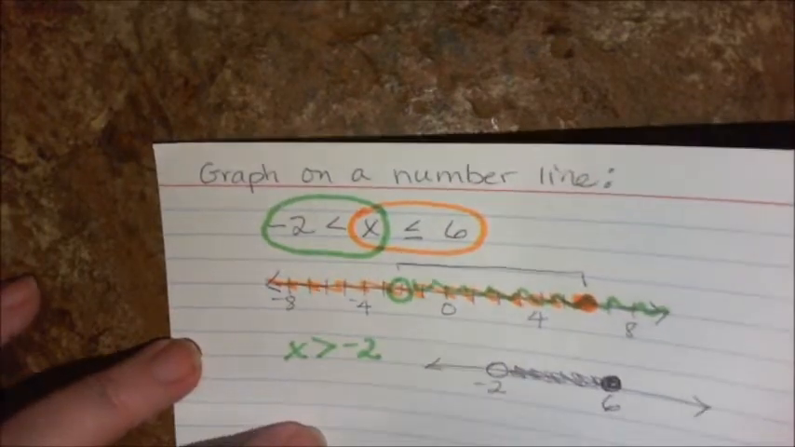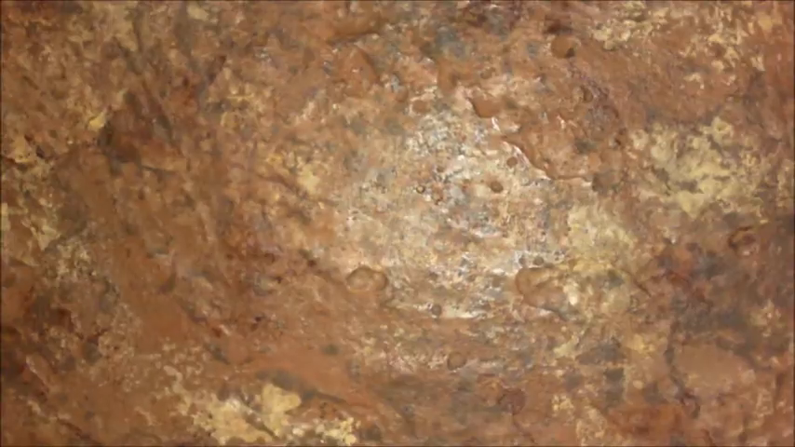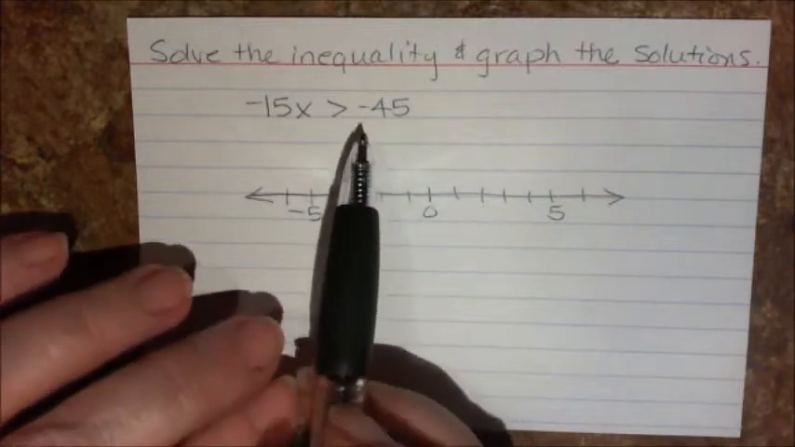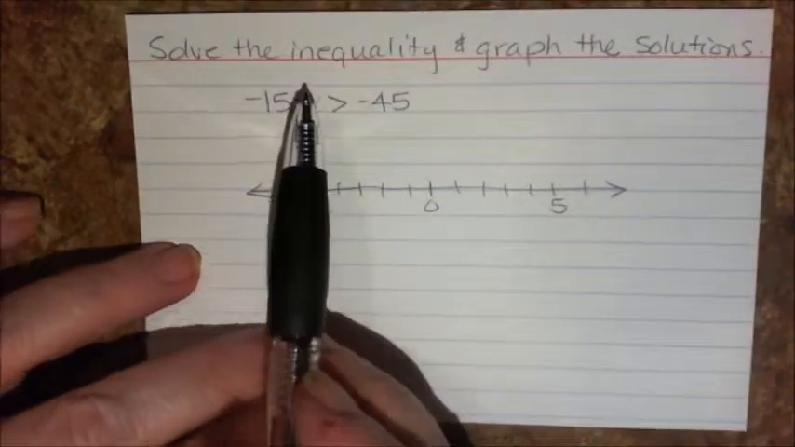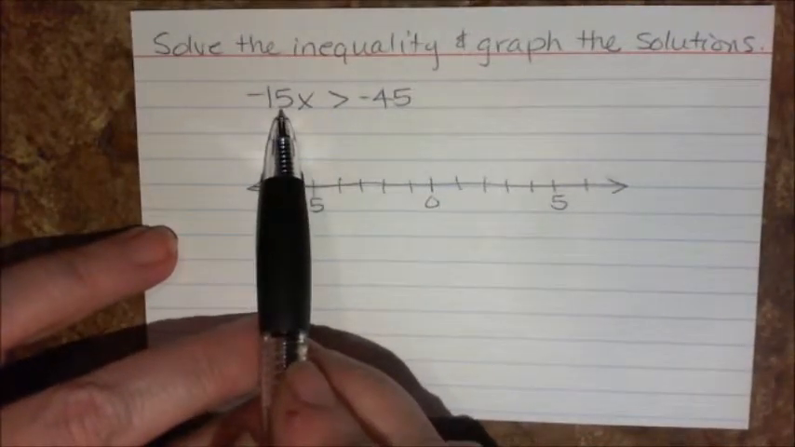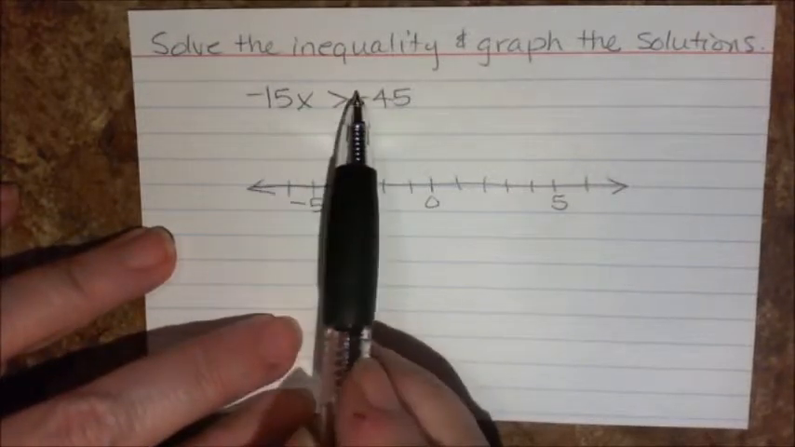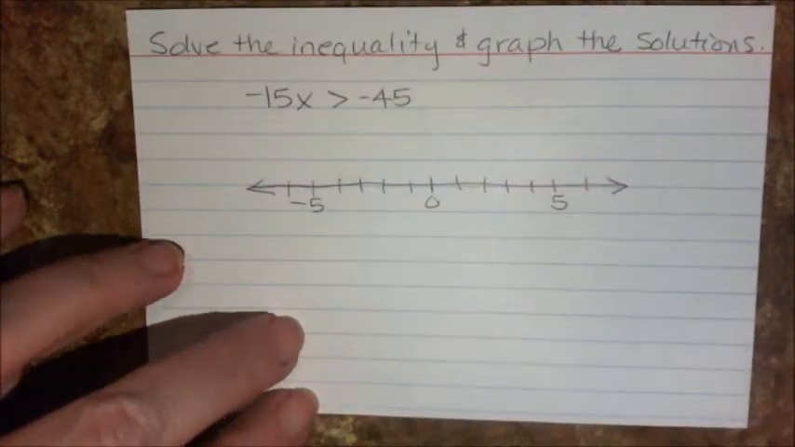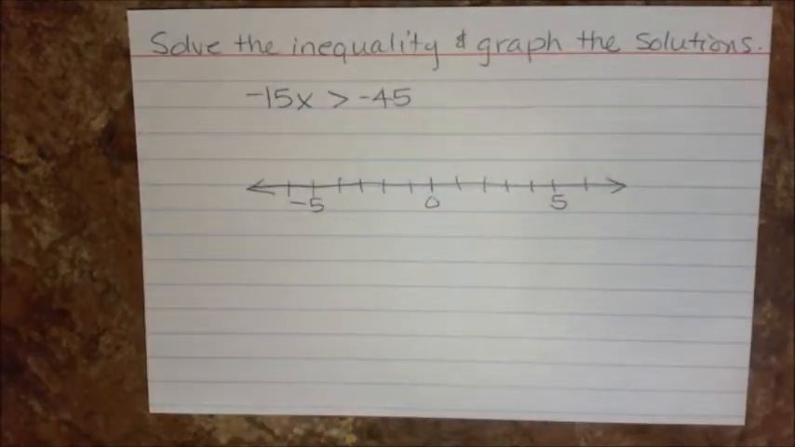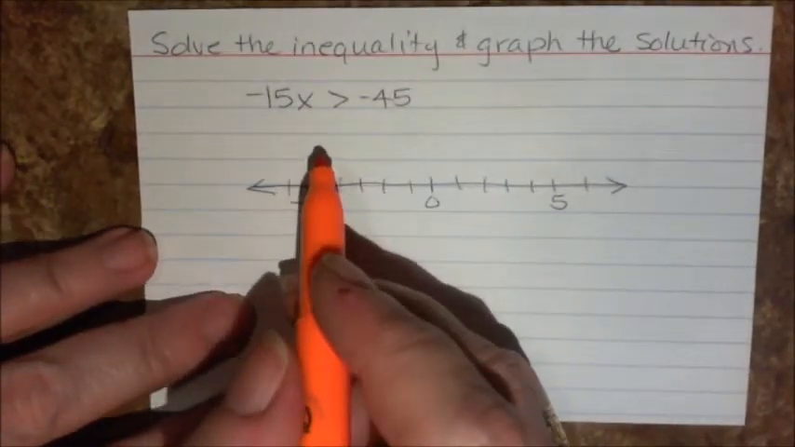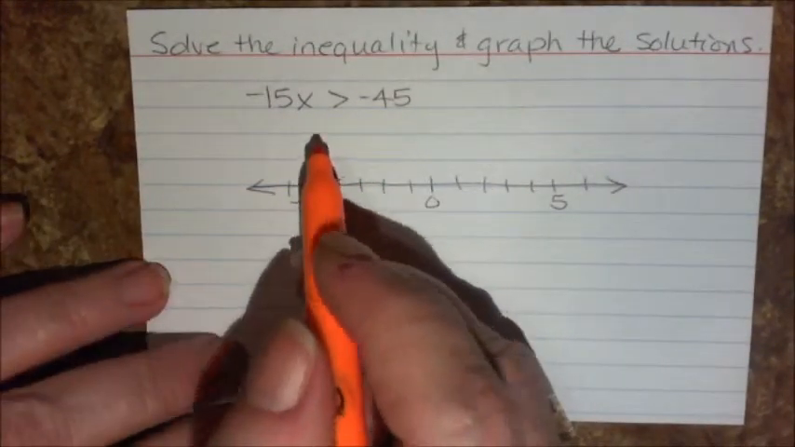Okay, we graphed that one on a number line. Okay, this one we have the job to solve and graph. Remember, inequalities solve like equations, unless we end up dividing or multiplying by a negative, then we have to reverse the direction of the symbol. And we talked in class about why we need to do that, because that shades the correct part of the number line if we reverse the symbol.